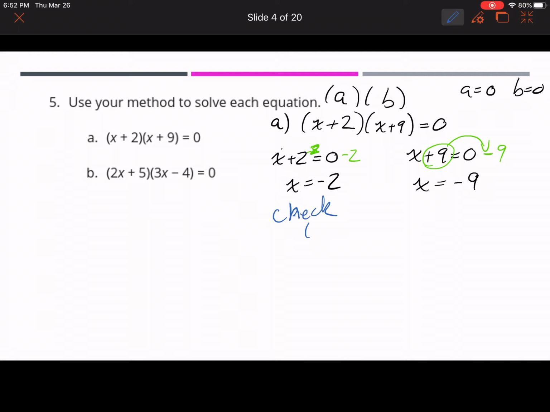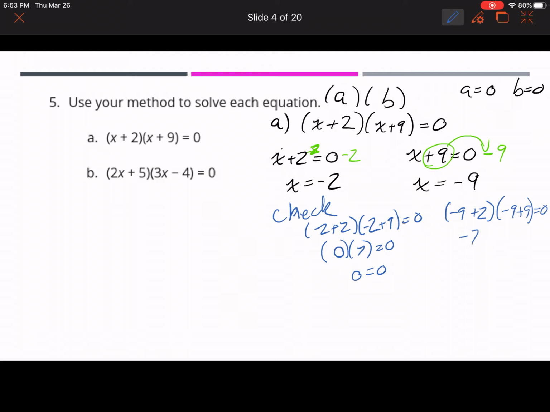we've got minus 2 plus 2. These are easy ones, so you can probably see this, but on a test or a quiz, you'll be expected to check. 0 times 7, 0 equals 0. Same with the negative 9. Negative 9 plus 2, minus 9 plus 9 equals 0. And again, notice that we end up with the same numbers all the time, a minus 7 and a plus 7. This is not coincidence.